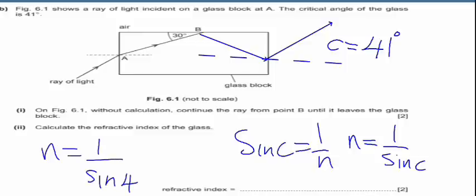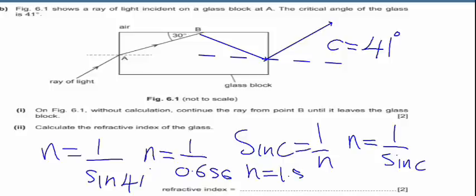So in this case, sin critical is just 41 degrees. Then refractive index is going to be equal to 1 divided by sin 41. When I punch it on the calculator, sin 41 gives 0.656. Then when I divide, I get the refractive index, which is 1.5. In most cases, the refractive index of glass is just 1.5. So our final answer is 1.5.